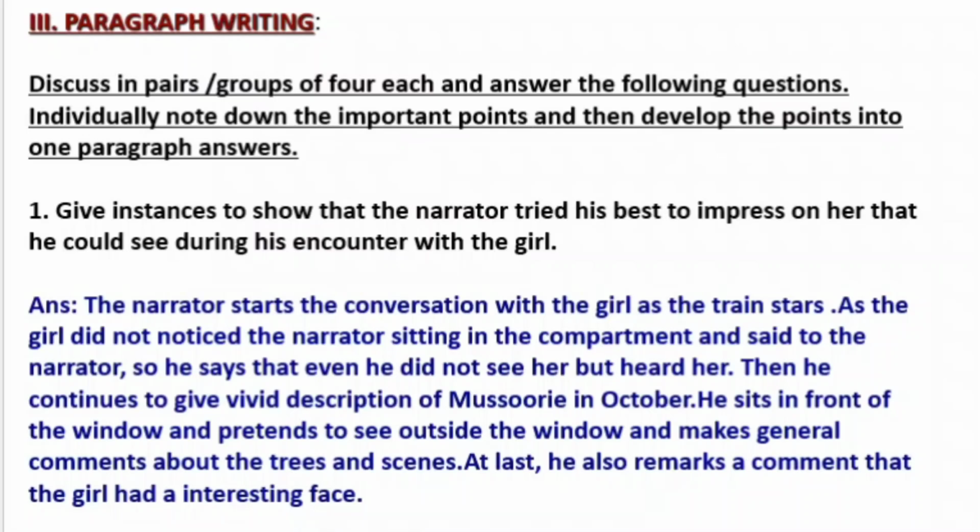Answer. The narrator starts the conversation with the girl as the train starts. As the girl did not notice the narrator sitting in the compartment, he says that even he did not see her but heard her. Then he continues to give a description of Mussoorie in October. He sits in front of the window and pretends to see outside and makes general comments about the trees and scenes. At last, he also remarks that the girl had an interesting face.